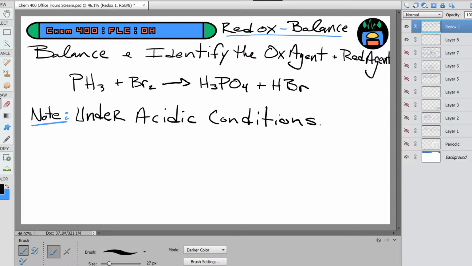Spot on, dude. That is 100% correct. Bromine is the oxidizing agent, and phosphorus trihydride is the reducing agent. Well done.